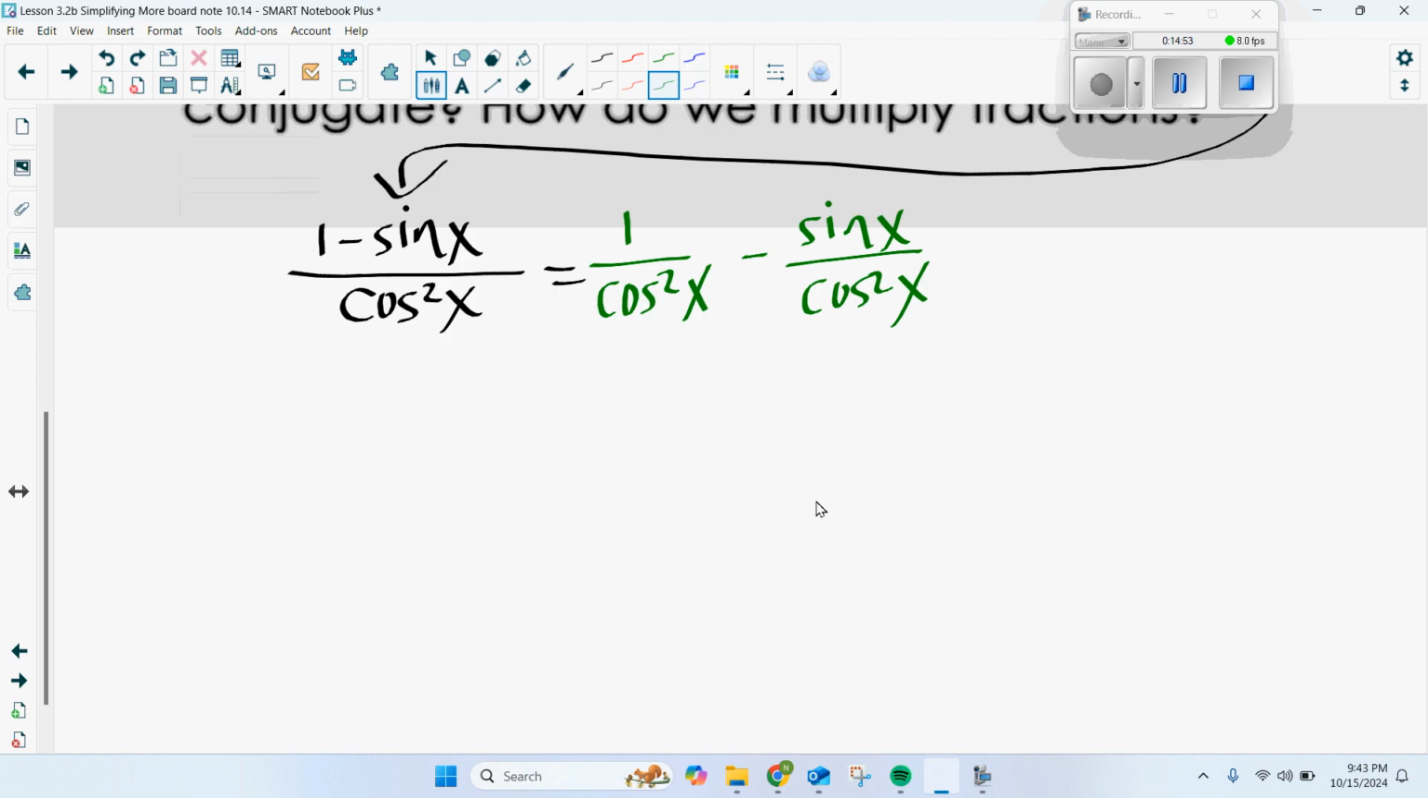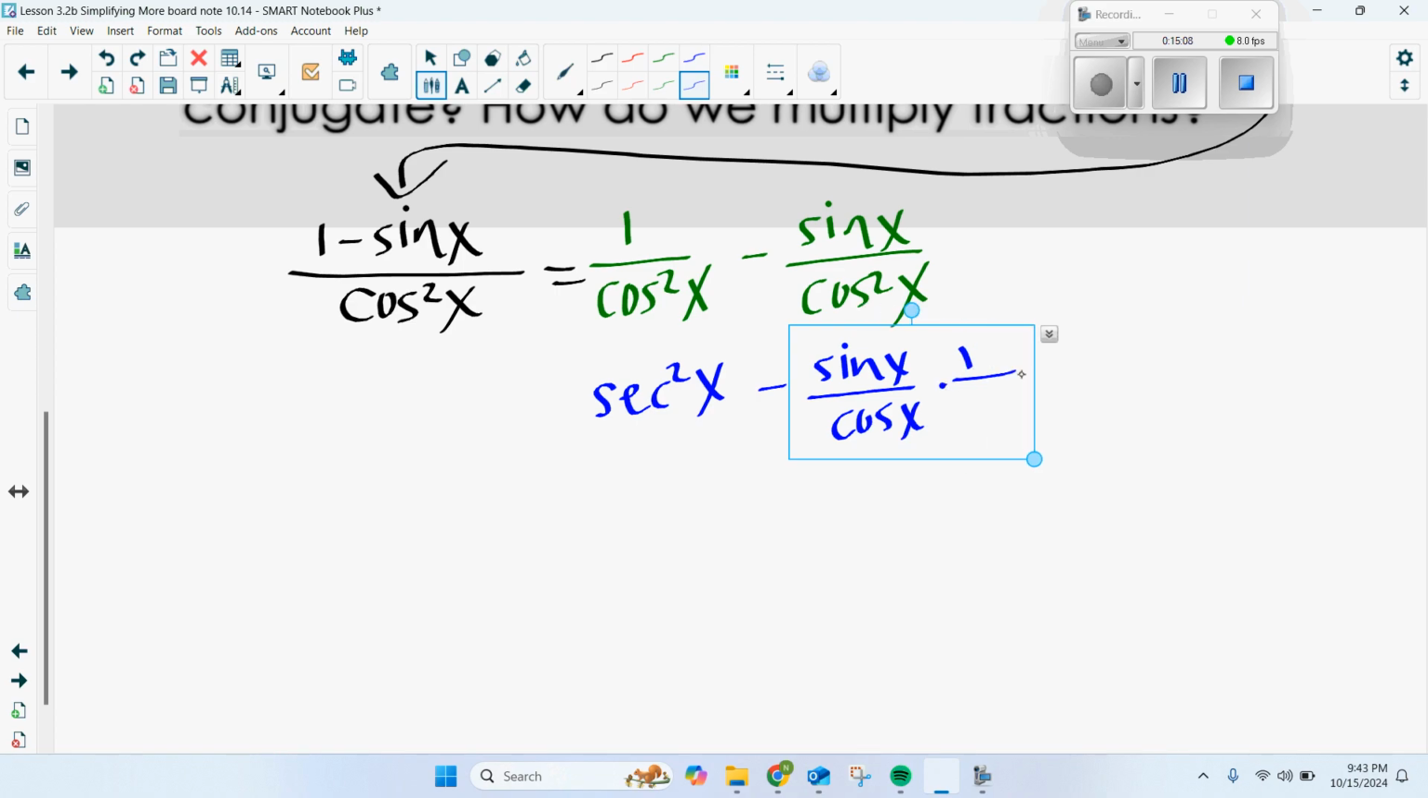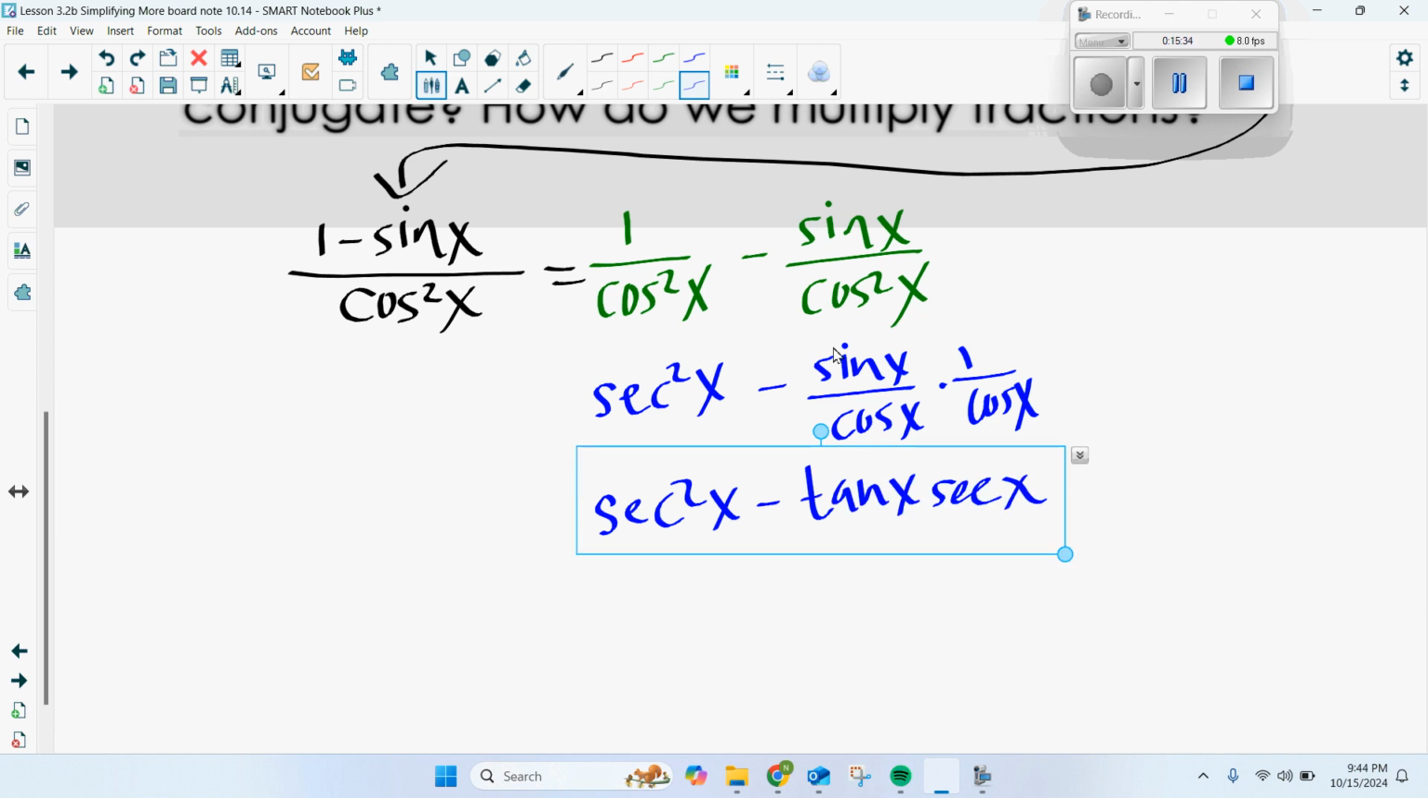So now I kind of need to use some identities to replace. 1 over cosine squared is the same thing as secant squared. And I'm really showing every single step here. But sine over cosine is tangent. So if I could take a sine over cosine and split it out of this, that would help me. So sine over cosine squared is the same thing as sine over cosine times 1 over cosine. I basically just split the cosine squared up. And so I end up with secant squared x minus tangent x secant x. Notice that this is tangent and this is secant.